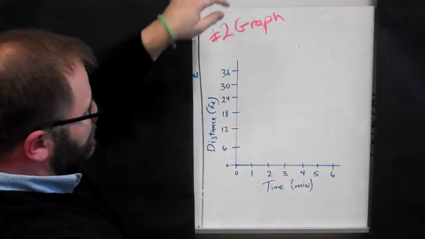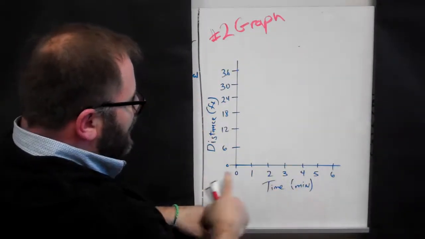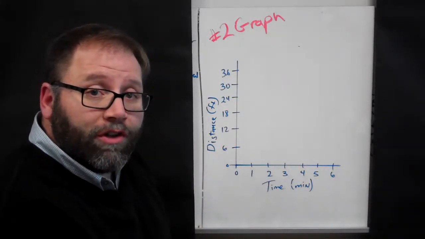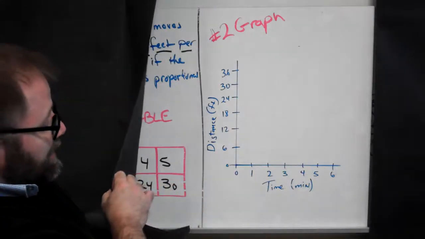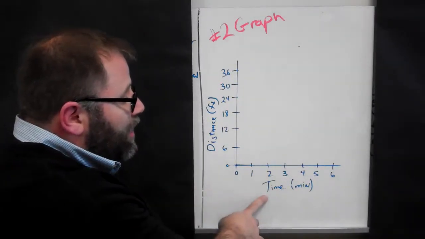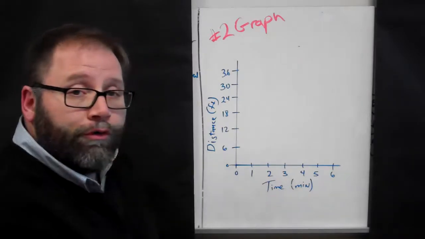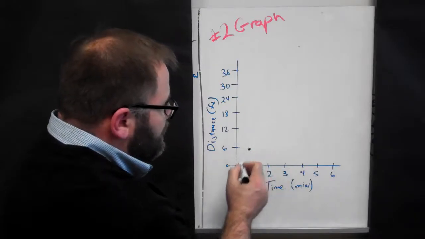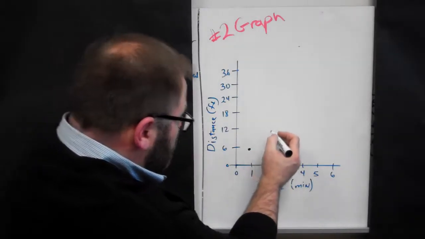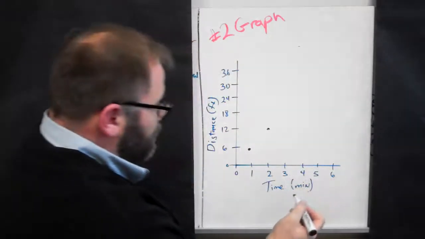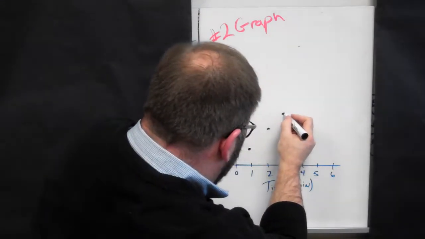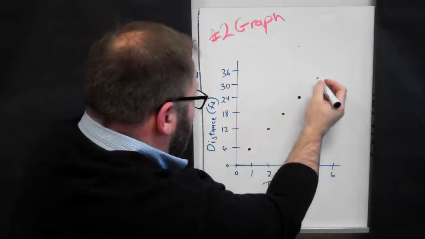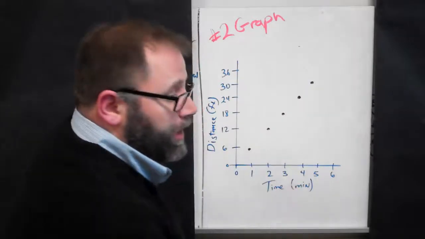Here's our graph. And we set this up as time and distance. And normally I would have the graph to look at, but for this it is hidden behind this piece of paper. So for each minute we're going to move 6 feet. So after we go 1 minute, we're at 6. 2 minutes, we're at 12. 3 minutes, 18. 4 minutes, 24. 5 minutes, we've gone 30.